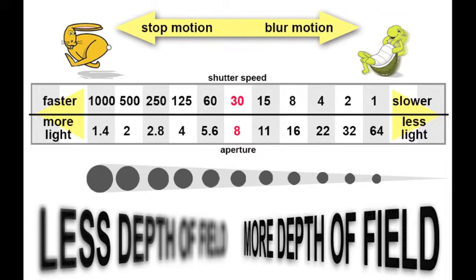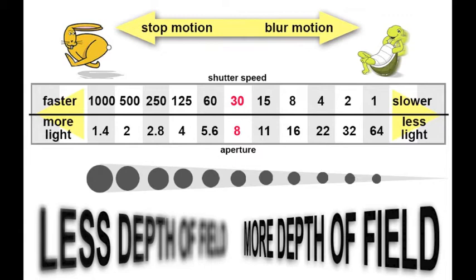So in this chart, we see a series of numbers in the middle of the frame. The top numbers, 1,000, 500, 250, 125, 60, etc., those are all shutter speeds. And remember, shutter speeds are fractions. So 1,000 is actually 1/1000th of a second. Now the numbers below the shutter speeds are lens apertures, 1.4, 2, 2.8, 4, 5.6, etc.